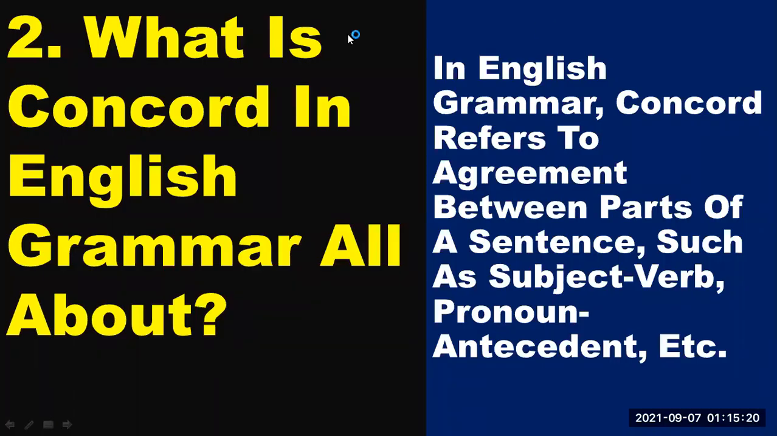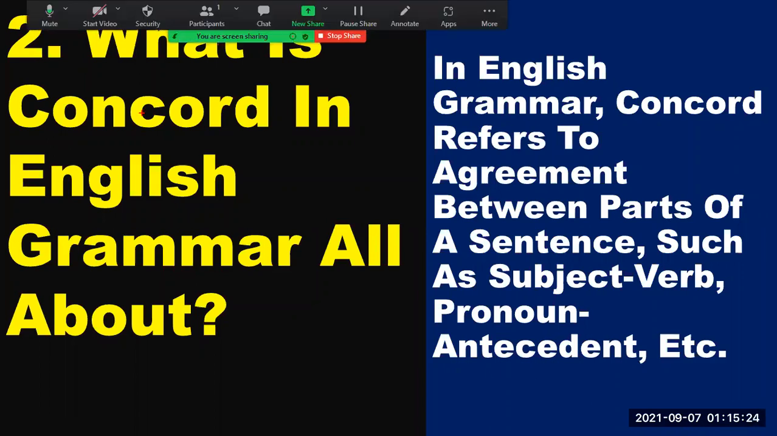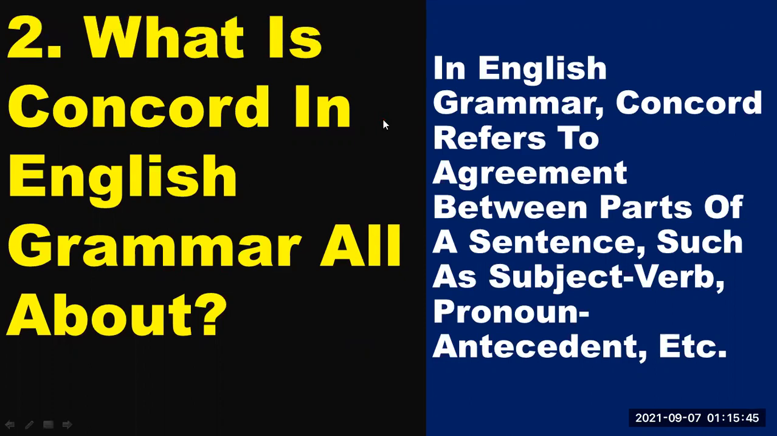Of course, this is supposed to be number three on the agenda, so I now change it to number 3. Please take note, this is a typo anyway. Now, what is Concord? That's the question here. What is Concord in English grammar all about?